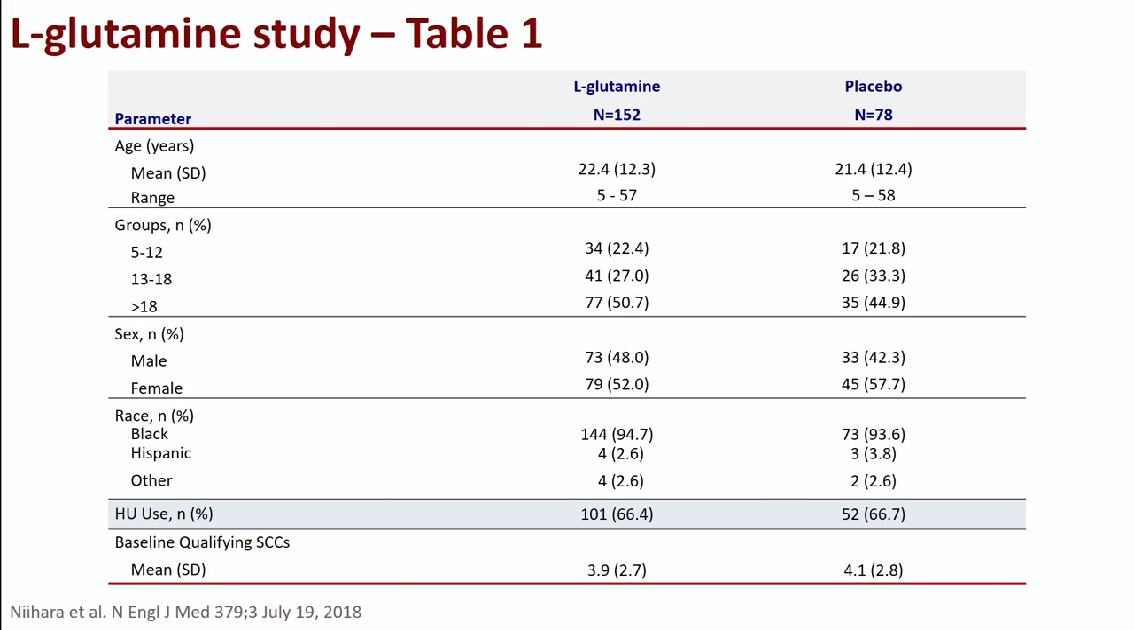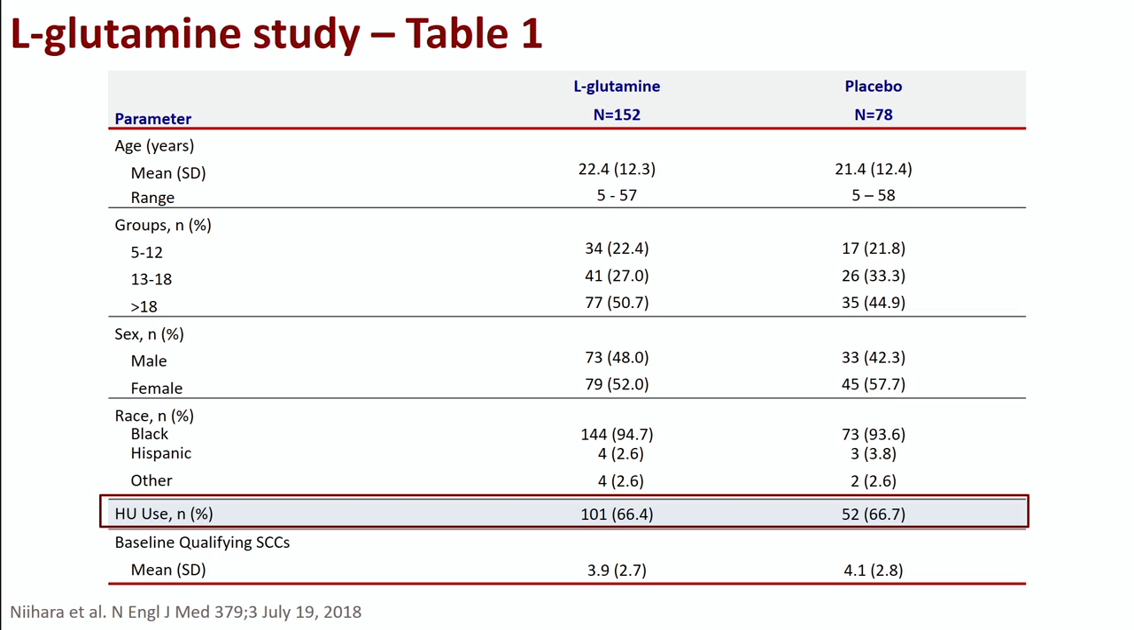For the L-glutamine study, the randomization was pretty even across both study arms. What I wanted to point to your attention was that roughly two-thirds of people in the L-glutamine and placebo arms were on stable doses of hydroxyurea, and they were allowed to continue on hydroxyurea throughout the study.